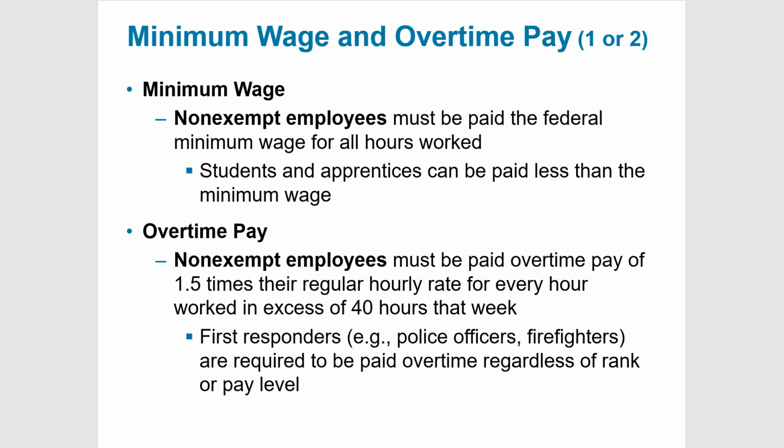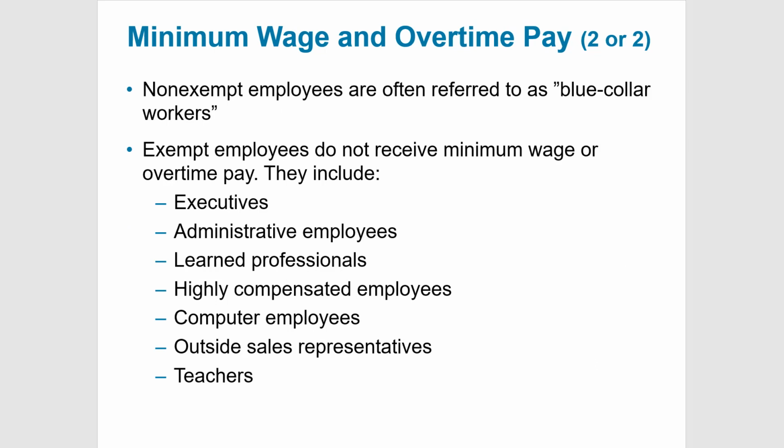People like first responders, police officers, and firefighters would be required to be paid overtime regardless of their rank or pay level. That's only significant because when we learn about, I'll just go to the next slide. As we learn about non-exempt employees, non-exempt employees are the ones that have to be paid minimum wage and overtime. Those are blue collar workers. White collar workers would be called exempt employees. So exempt employees are salaried workers.